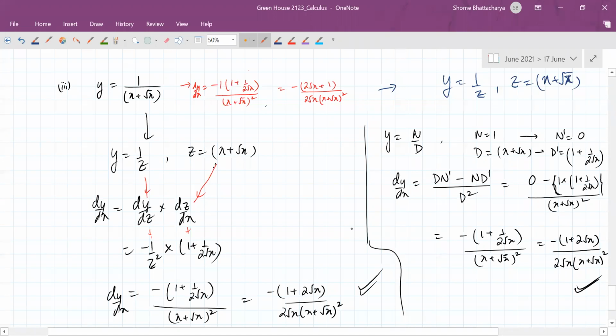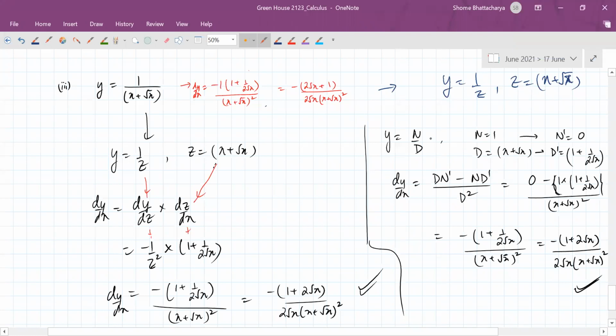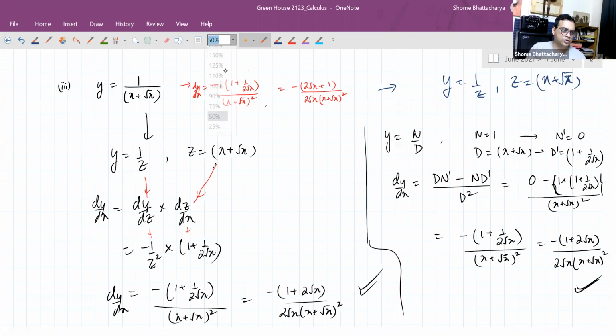So can you just once again write the shortcut for chain rule? Which formula, sir? Shortcut for chain rule. Yes, by chain rule, the shortcut will be like this, see.